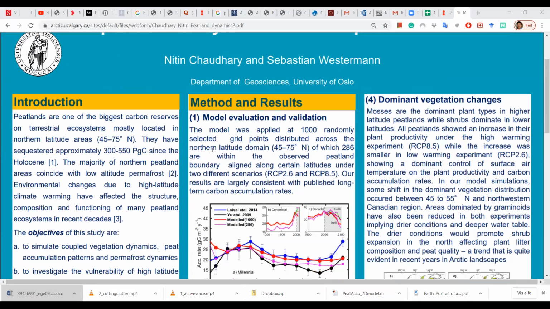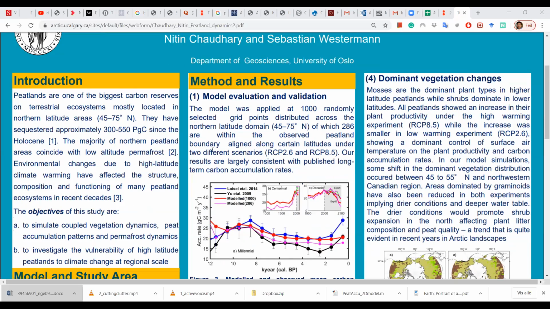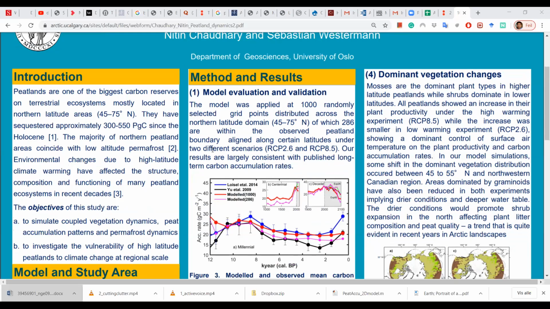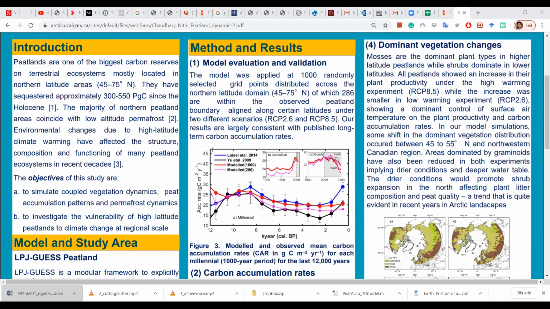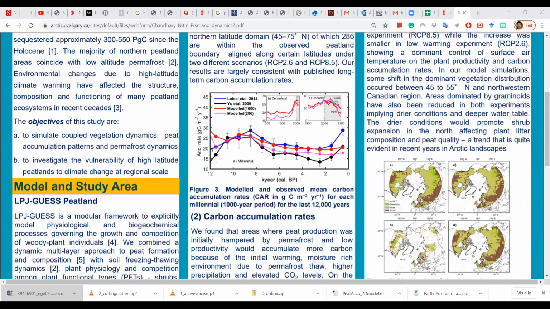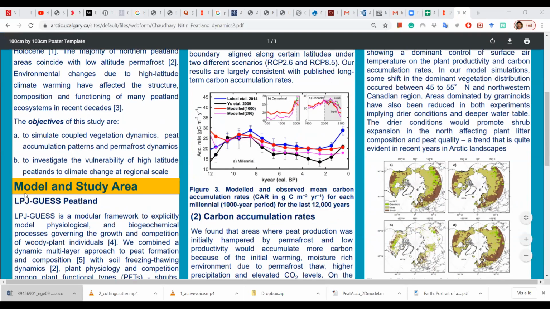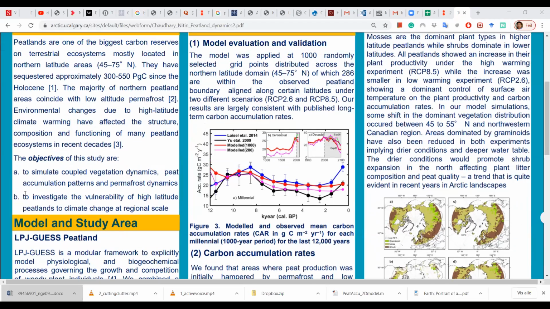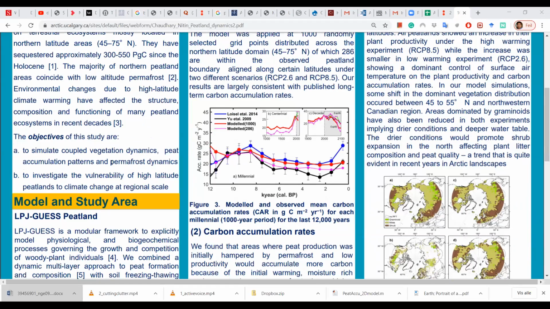Peatlands are basically ecosystems where the net primary productivity is greater than the decomposition rate, and because of this imbalance, they have stored a huge amount of carbon in the terrestrial ecosystem. In my study, we have incorporated peatland and permafrost dynamics in a dynamic vegetation model. Dynamic vegetation models simulate dynamic vegetation, and they assume a dominant plant functional type over an area.